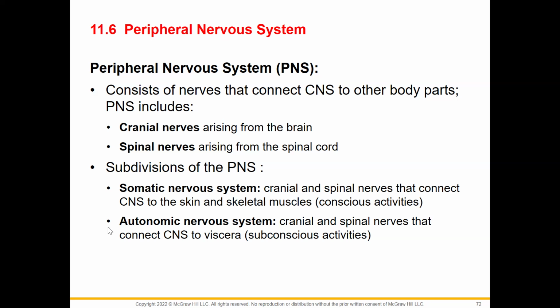The autonomic nervous system consists of the nerves in the peripheral system that connect to the viscera. These are unconscious or subconscious activities. You don't have to consciously think about your organs functioning because the autonomic nervous system will take care of making sure that the viscera function regularly, to help keep you alive and functioning the way your body is supposed to function.